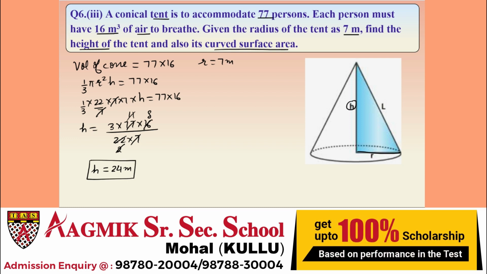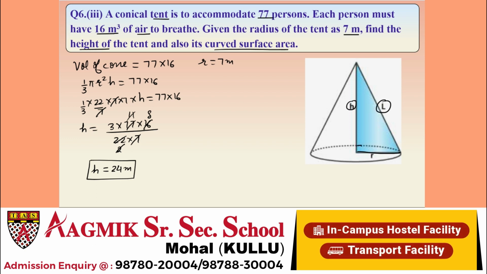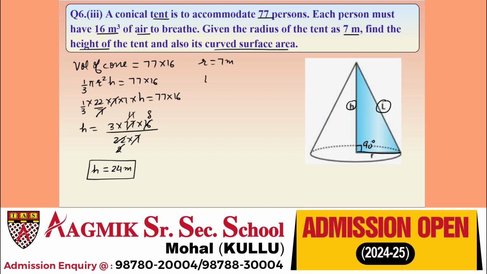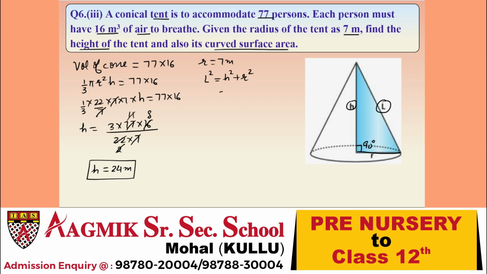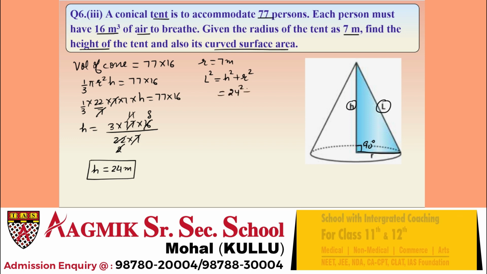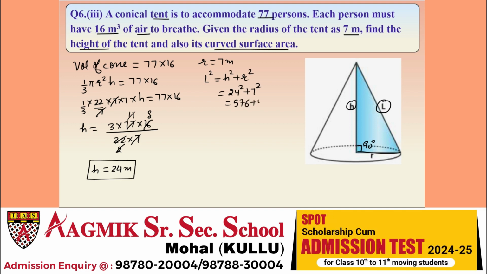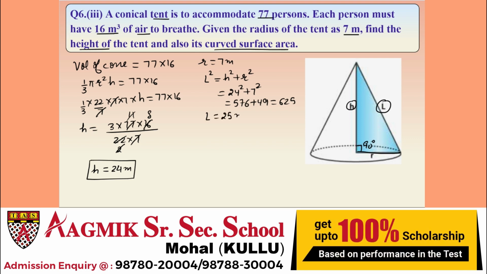Now to obtain the curved surface area, you need to obtain the slant height L. You can see this is a right angle triangle, so the Pythagoras theorem can be applied. L square will be equal to h square plus r square. That means 24 square plus 7 square, which is equal to 576 plus 49, that is 625. So take the square root: the slant height is 25 meters.